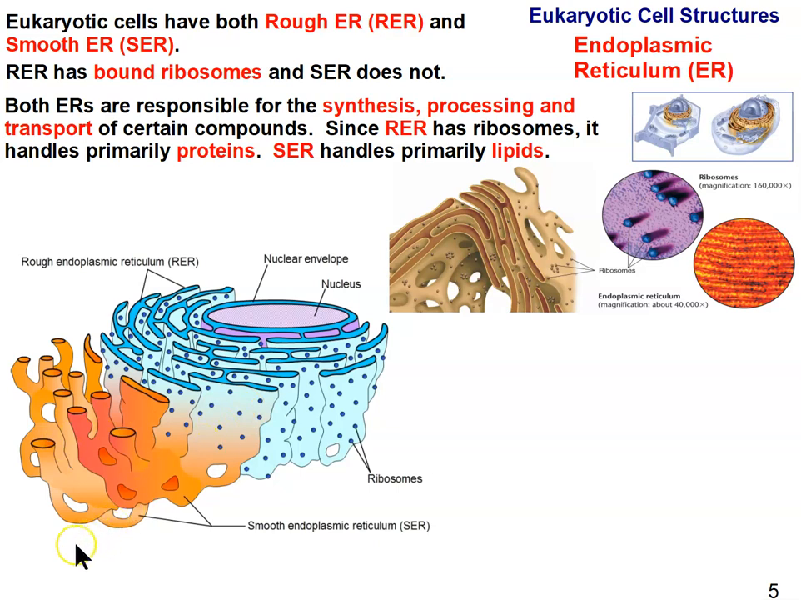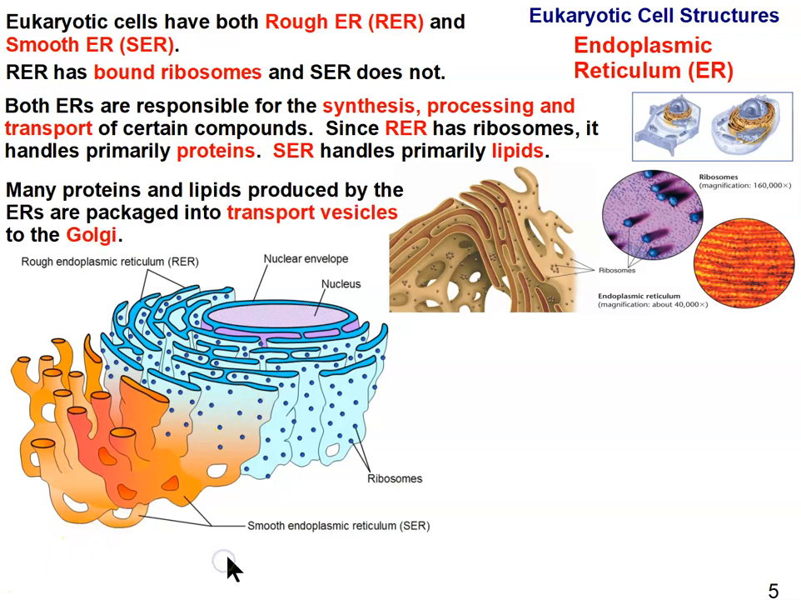It's all membrane. So once these proteins or lipids are ready to go, they're typically packaged into transport vesicles and shipped out to the Golgi, which is the next organelle that we'll take a look at. But the nuclear envelope and the endoplasmic reticulums and the Golgi are all part of what is referred to as the endomembrane system.